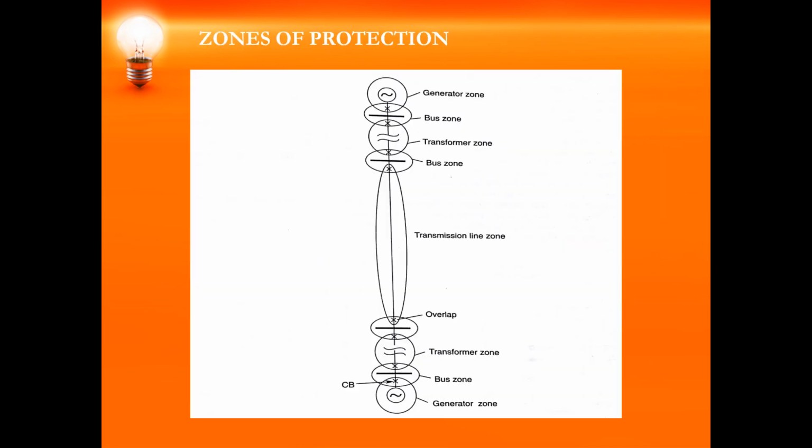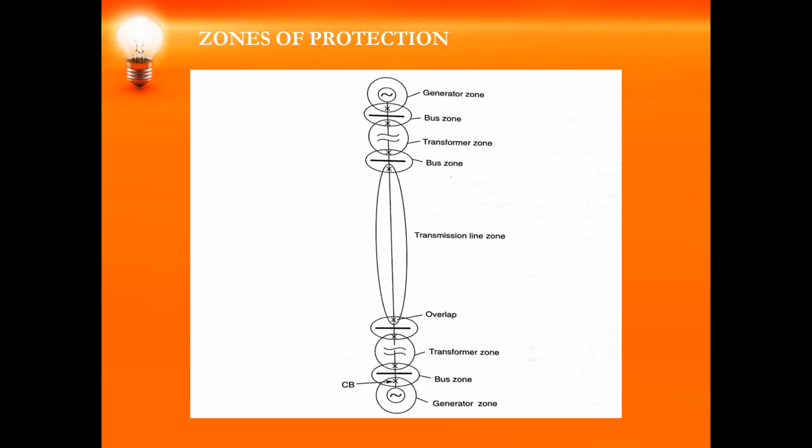Next, coming to the zones of protection. What is meant by zones of protection? So as you know, in a power system, you will have various equipment. Say you will have generators, transmission line, distribution line, transformers, bus bars and many more. So what we have to do is we have to protect each equipment. Say if your power system is having generators, transformers, bus bars, you should have a separate protection for generators, separate protection for transformers, separate protection for bus bars, separate protection for transmission lines.